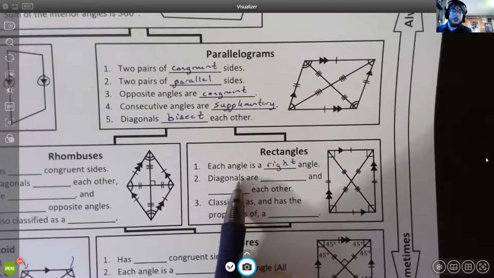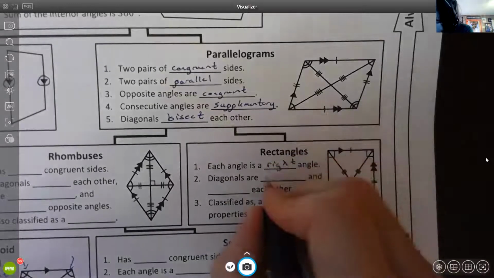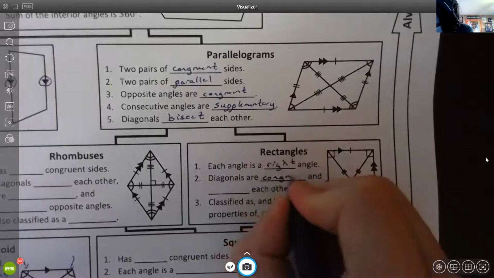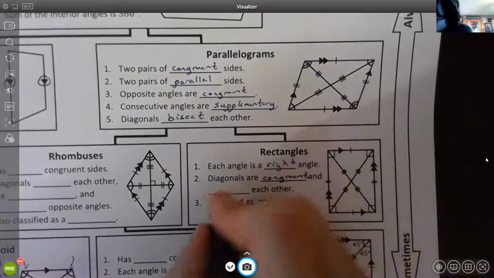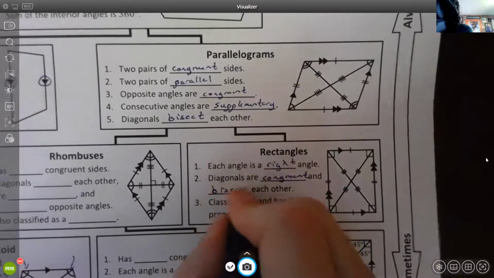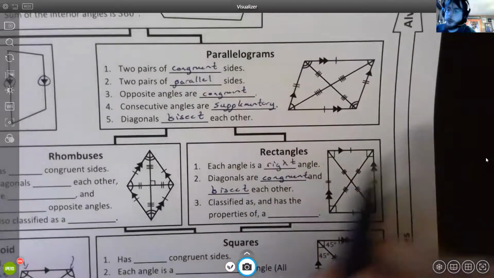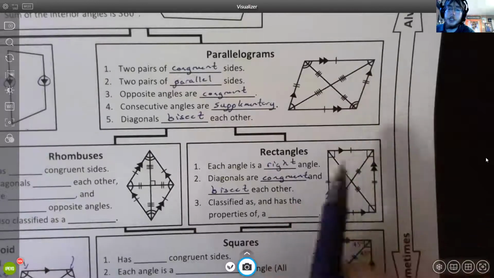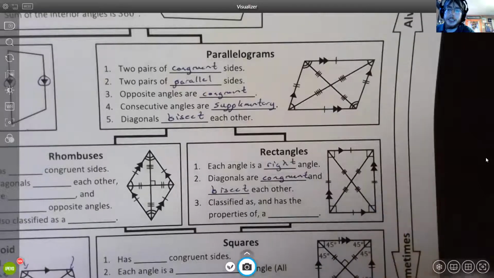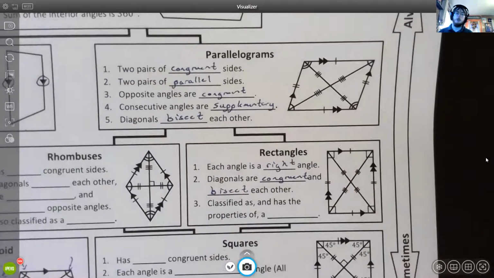About its diagonals, the diagonals are congruent in the case of a rectangle. And the diagonals also bisect each other. So the reason that the diagonals are congruent in a rectangle is because, unlike the general case of a parallelogram, there is no tilt to a rectangle. It's a box, right? So the corners have to be the exact same distance from one another.